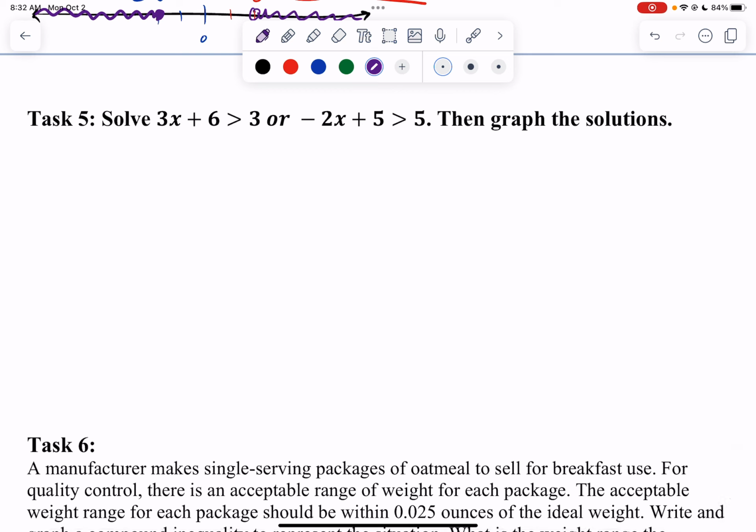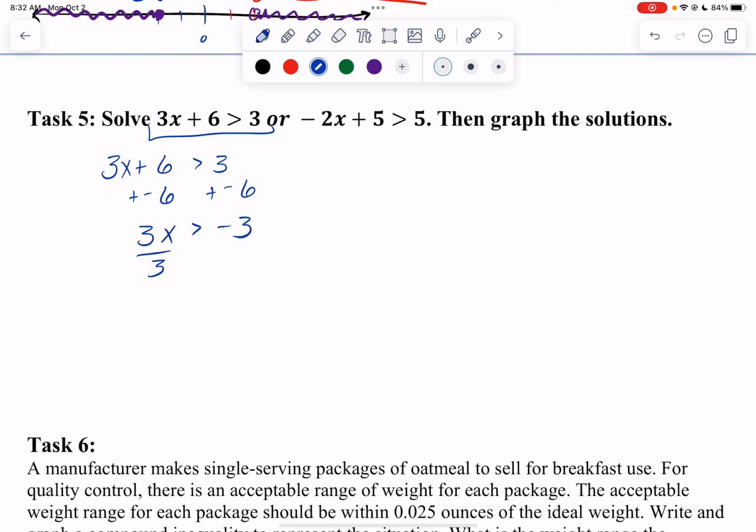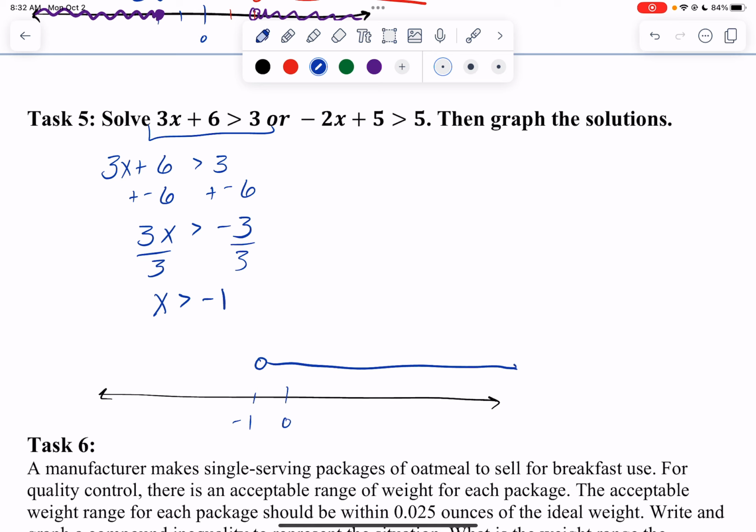Okay, so here, this next one. So again, we're going to do the two halves. This first half, 3x plus 6. I'm going to add a negative 6 to both sides. So 3x is greater than negative 3, divide by 3. X has to be greater than negative 1. Okay, we go to graph this guy. Here's 0, negative 1, greater than negative 1. Open dot going this way.